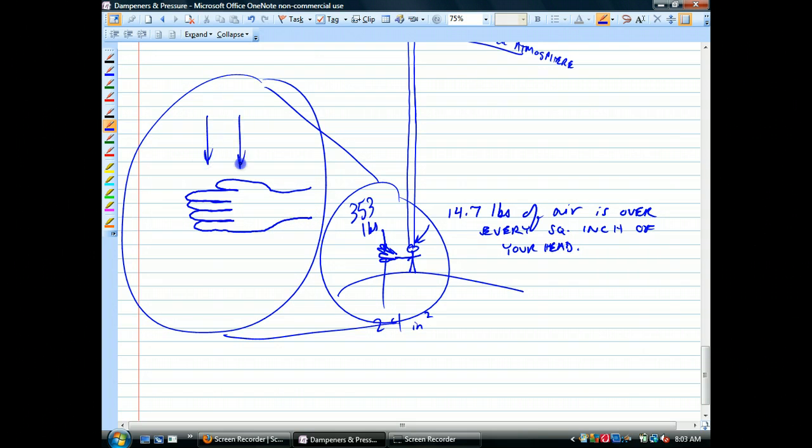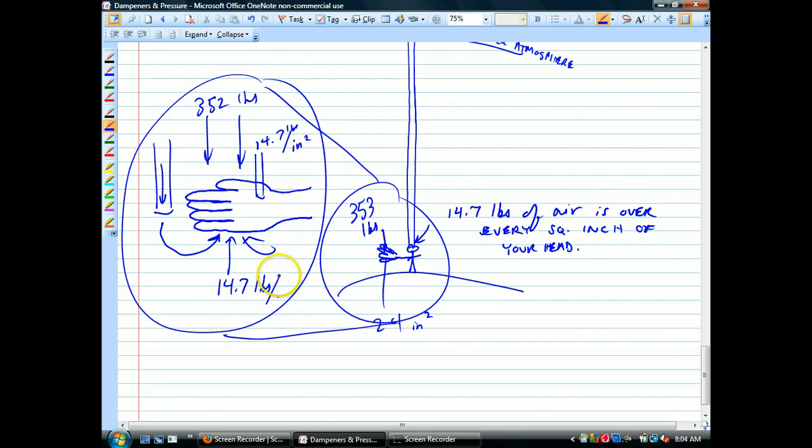So here's what I'm saying. If I've got 352 pounds pushing down here, that's because there's 14.7 on every square inch. But if the same pressure is pushing down right here on this level, then that means all the air is getting squished and it's pushing up with 14.7 pounds per square inch. One of the rules about a fluid like air or water is that if you're at the same elevation in the fluid system, then the pressure's the same everywhere at that point.